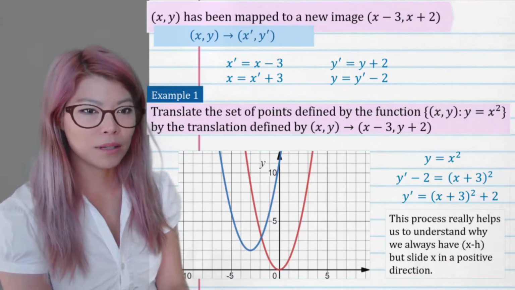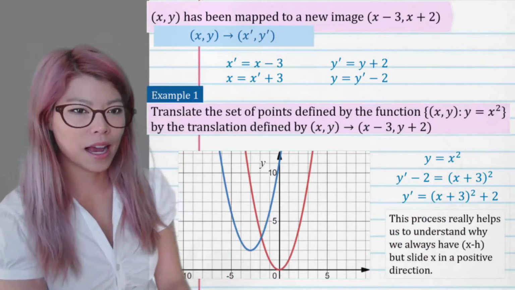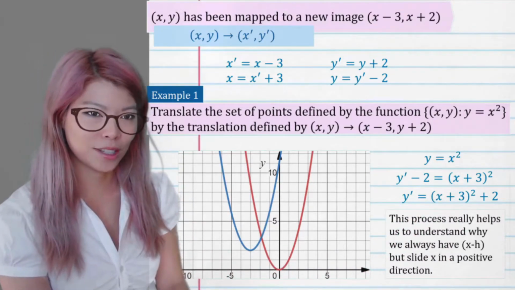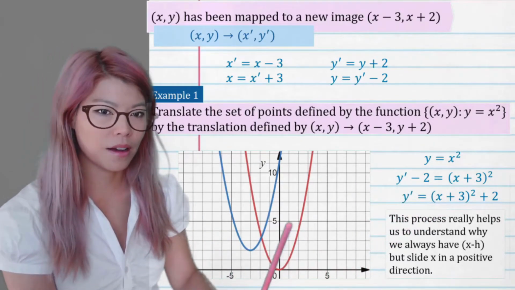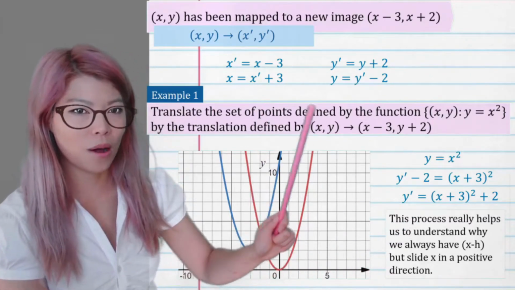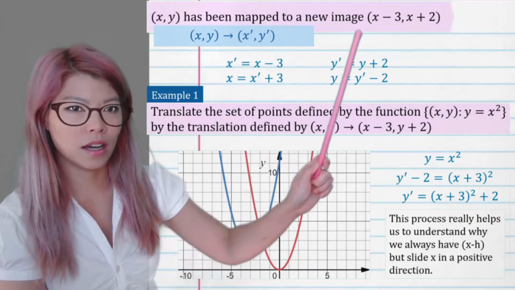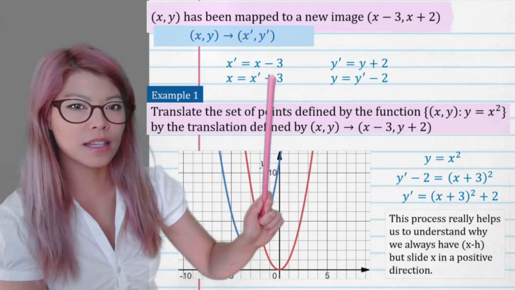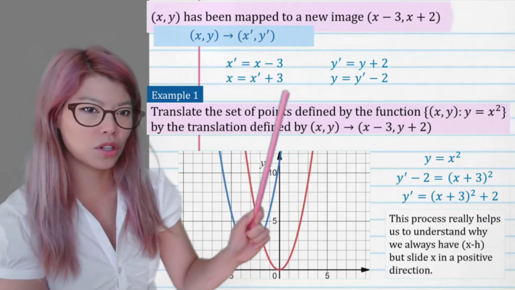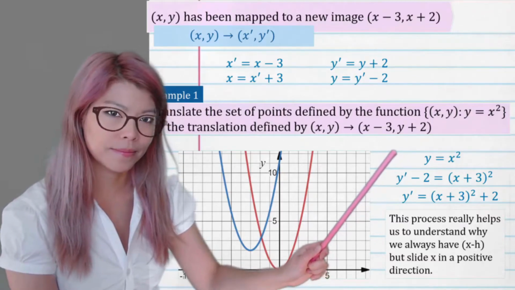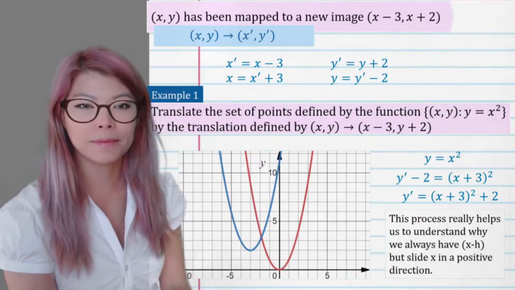This process really helps us to understand why we always have x - h in the bracket, but slide x in a positive direction. So remember, when we have x - 5, for instance, we would have moved the parabola 5 to the right. Now we can see what happens. To recap, we write down the image, so x - 3, for instance, and we rearrange to isolate the original x, and we substitute it into the equation. So rearrange, then substitute. Remember those 2 steps.